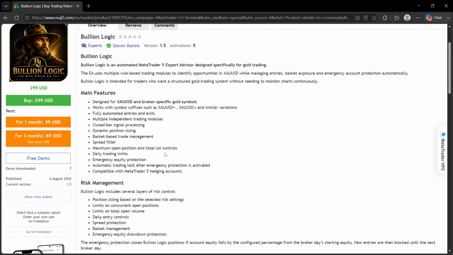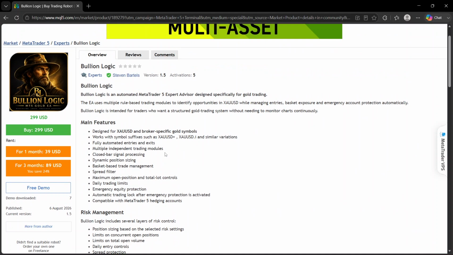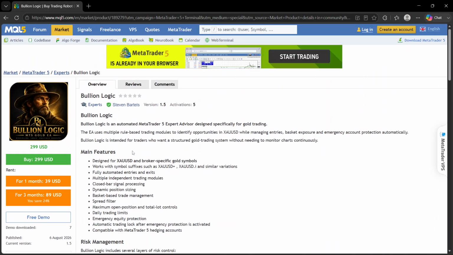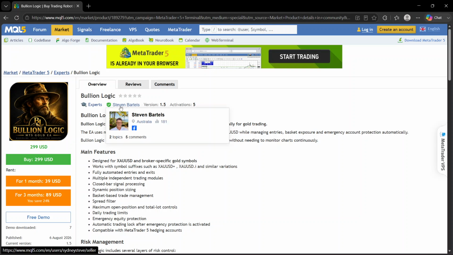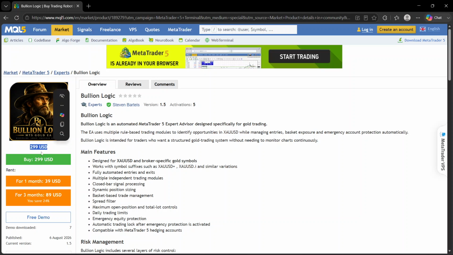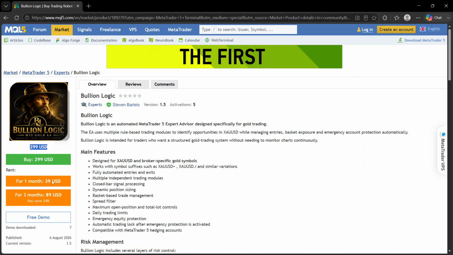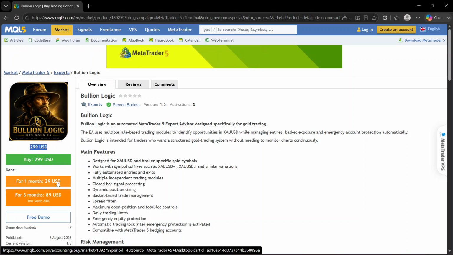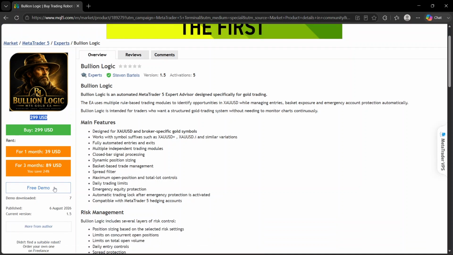Alright, back to today's EA called Bullion Logic, a MetaTrader 5 expert advisor built specifically for gold, that is gold USD, by Stephen Battles from Australia. His price sits at $299 with some rental options like 1 month for $39 and 3 months for $89. I will be using the free demo for a backtest.